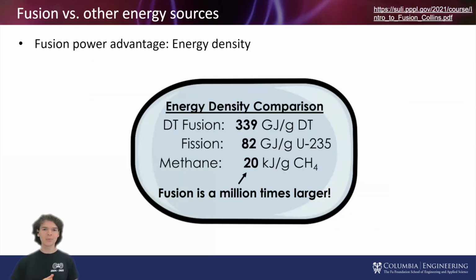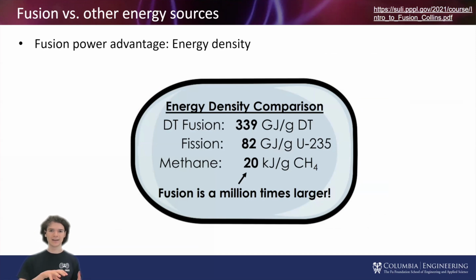And now the actual numbers of the energy density comparison. Fusion is about 4 or so times more energy dense than fission. I didn't define energy density explicitly, but here you can see it in units of energy per mass, gigajoules per gram or kilojoules per gram on the screen here. These units are not super important. It's more of a comparison.